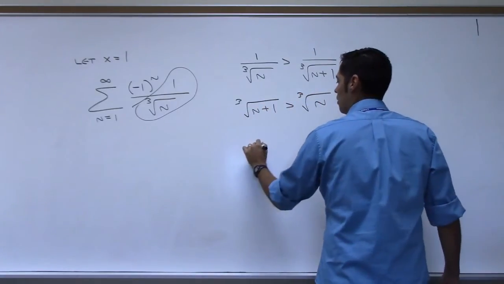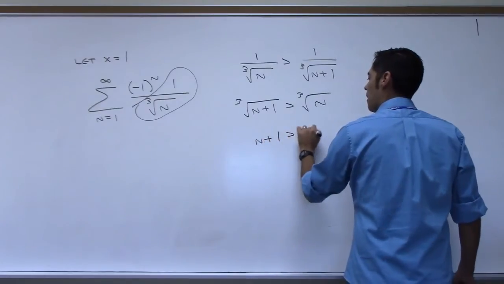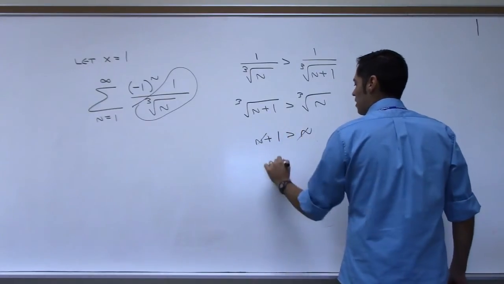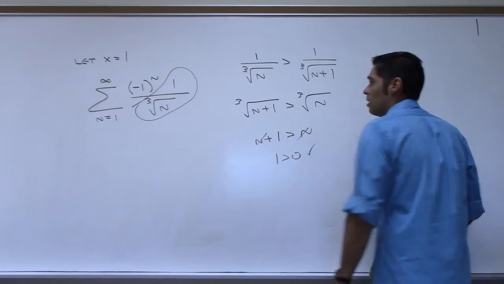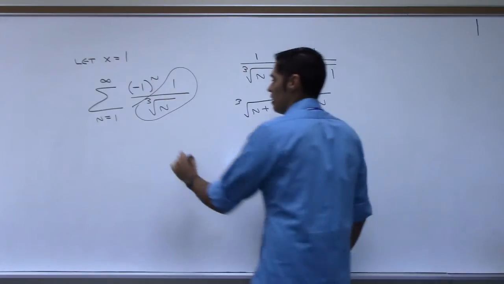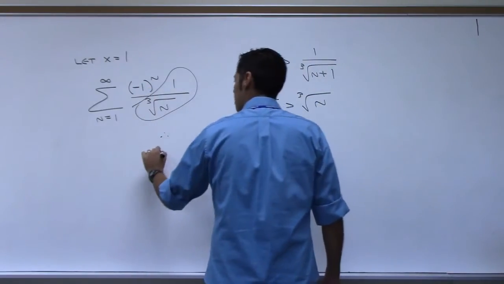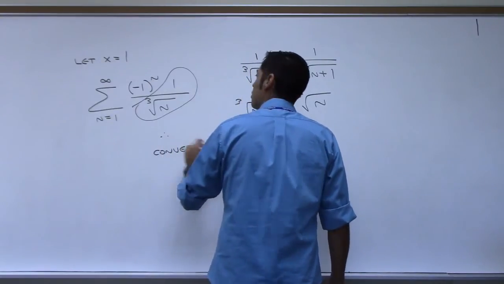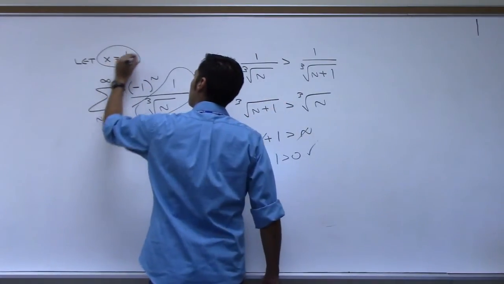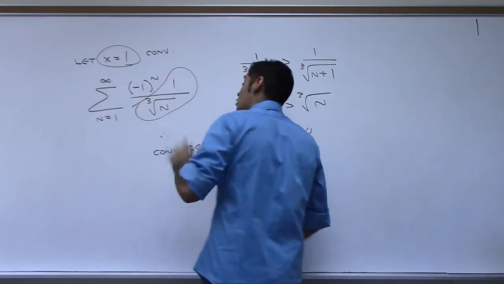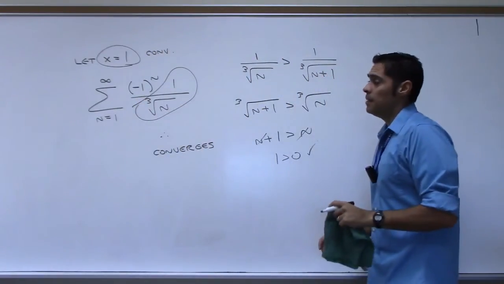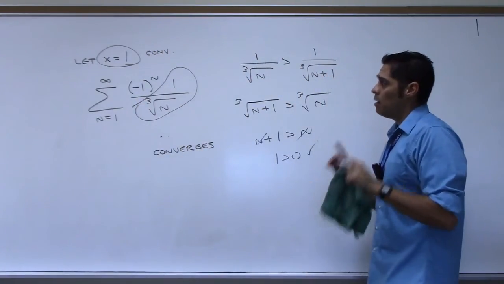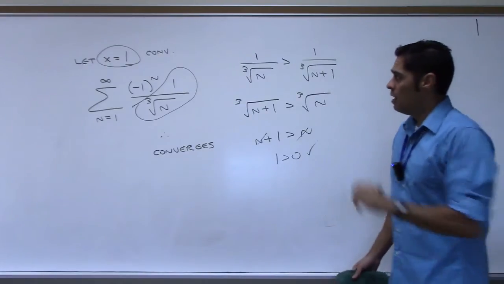That's obvious, but I'll cube both sides. And I'll subtract n on both sides. I get 1 is greater than 0. That checks. So this converges, which means that when I do this, I get convergence. So I do want to let x be 1. That's okay. If x is 1, I'm still going to have a convergent series.